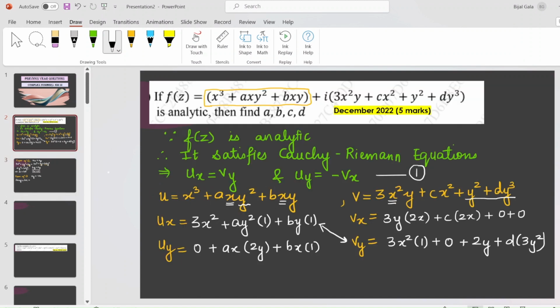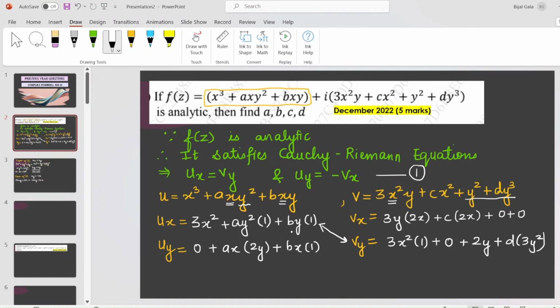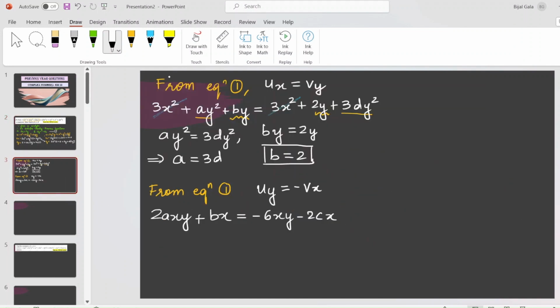And negative vx, let's see that. So it's going to be 6xy and 2cx, but both will be negative, because of the minus sign with vx. I hope you have copied down the correct terms. Yes. Okay. So now let's compare the variables.